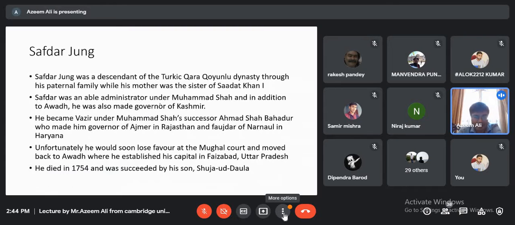Unfortunately, he would lose favour with the Mughal court and move back to Awadh, where he established his capital in Faizabad, which is near Lucknow, in Uttar Pradesh. And he died in 1754 and was succeeded by his son, Shuja-ud-Dawla.